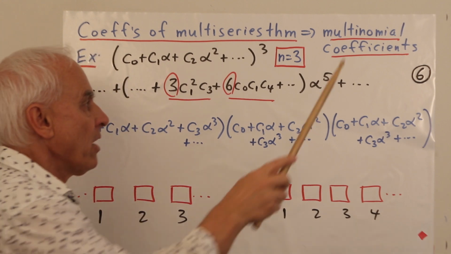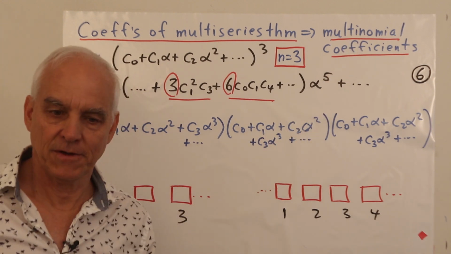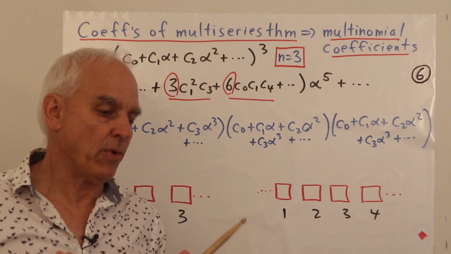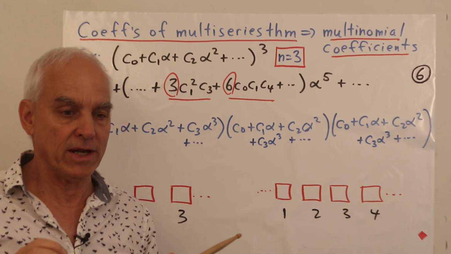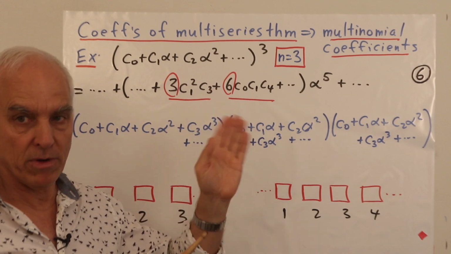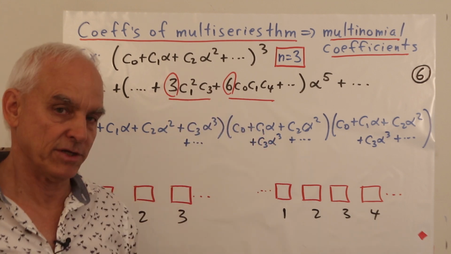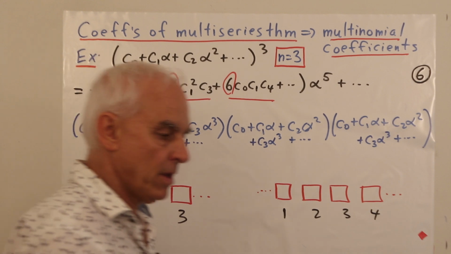Well, it turns out they are just multinomial coefficients. And it turns out that we don't have to do anything in addition to what we've already understood in the multinomial theorem to determine these coefficients. So let me explain that.